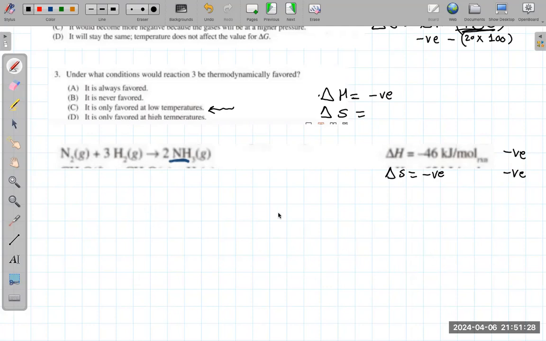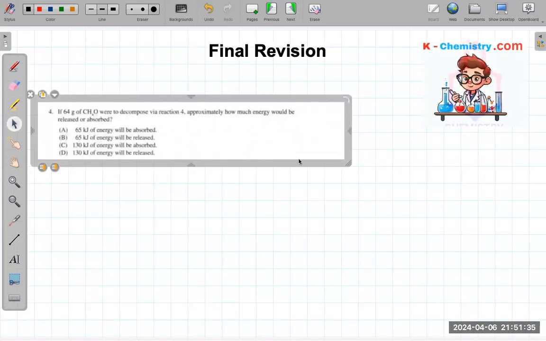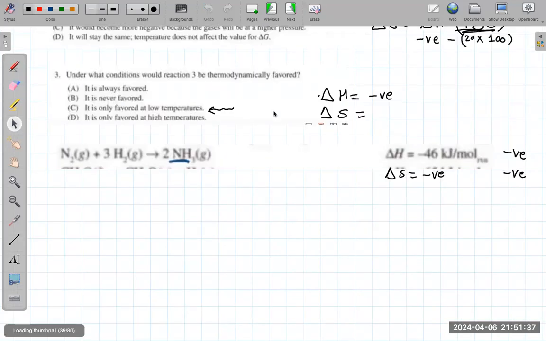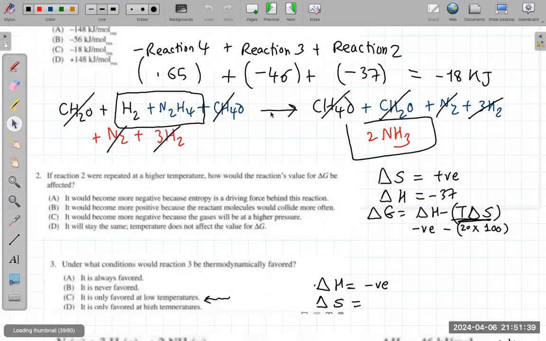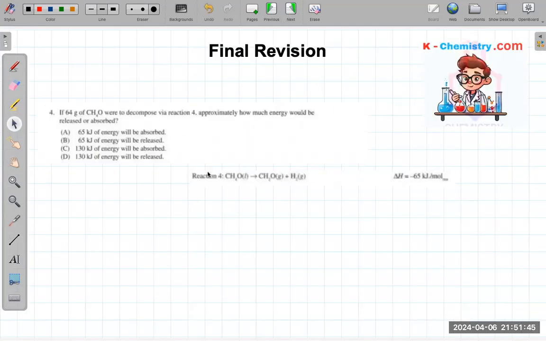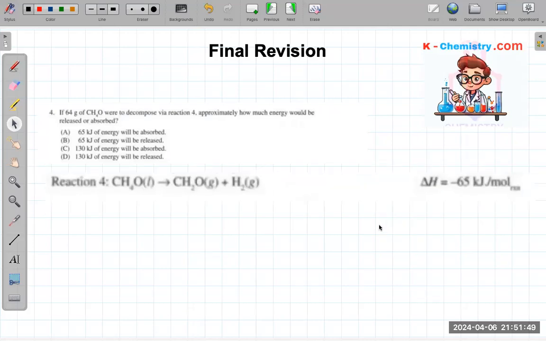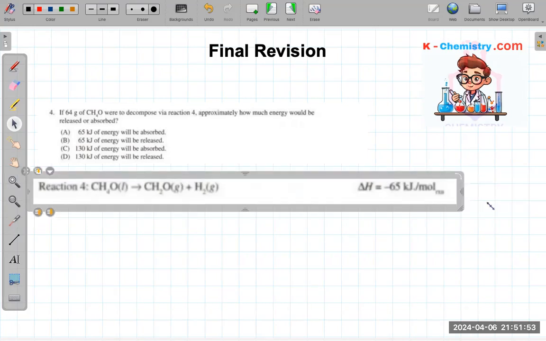So this one is a good one. If I have 64 grams of CH4O, and we'll also copy the equation, better than making this a very big page. So this is reaction 4. He's saying if this 64 grams of CH4O were decomposed via reaction, approximately how much energy would be released or absorbed?